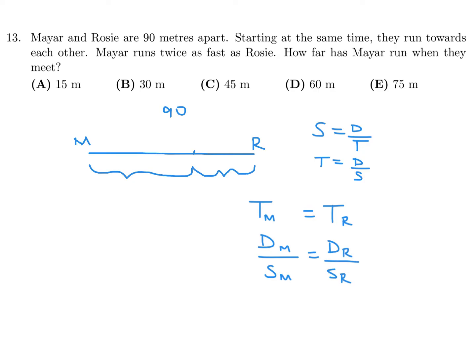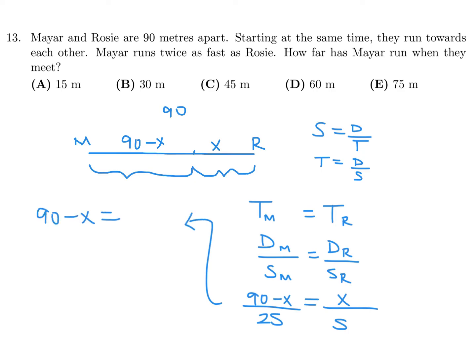So therefore, if this distance is x, this will be 90 minus x, right? So we'll call this 90 minus x. Mayar is twice as fast, so we'll call that 2s. This is just s, and this is x. And there you go, that's the equation. This equation therefore becomes 90 minus x is equal to x times 2, because the s's cancel and the 2 just comes up. And therefore, 90 is equal to 3x, and therefore x is 30.